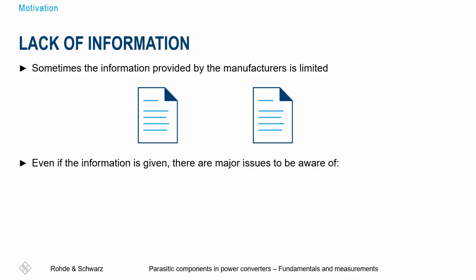Another important aspect that we are facing nowadays is the lack of information. Sometimes the information provided by the manufacturer is limited and we don't have that much information regarding the components that we are using in our converter. Or even if the information is given, there are major issues that we need to be aware of. First of all, the tolerances. In some components, they go up to 25%. So for example, if we have a capacitor of 100 microfarads, it could easily be 125 or 75. So it's really important to consider this tolerance.